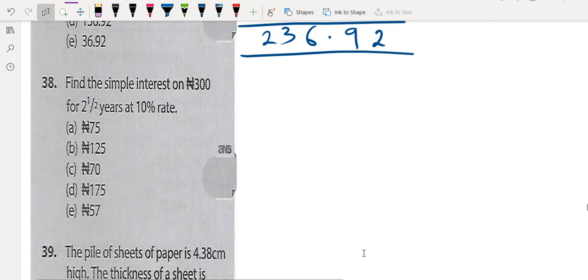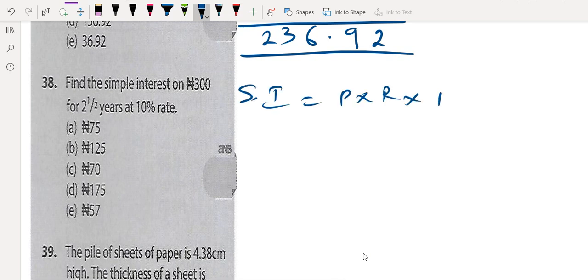Number 38. Find the simple interest on 300 naira for 2.5 years at 10%. What's the answer? 75 naira. Simple interest equals principal times rate times time over 100. What's the principal? 300 naira.